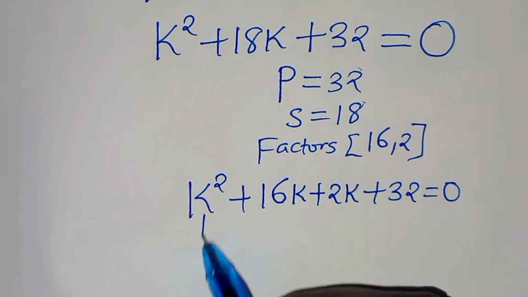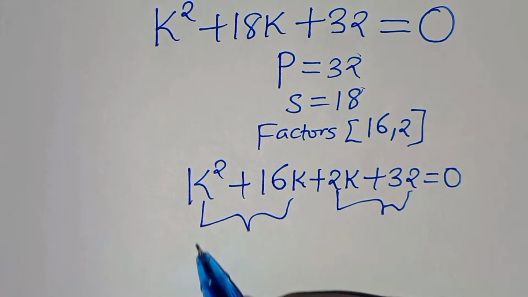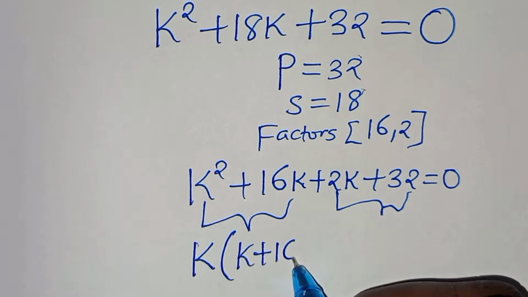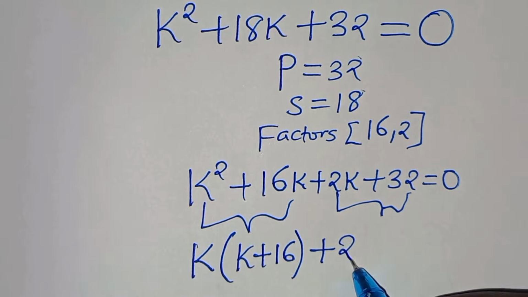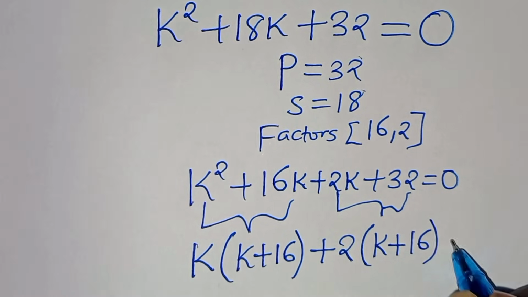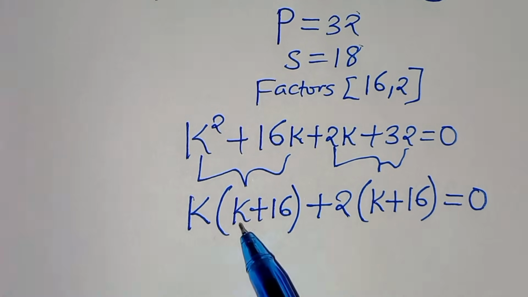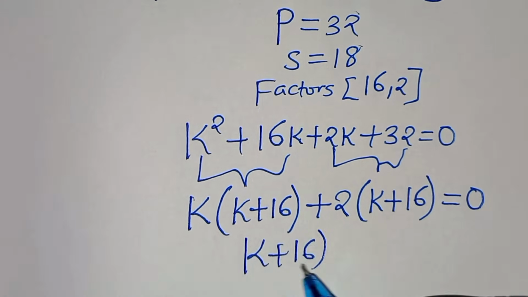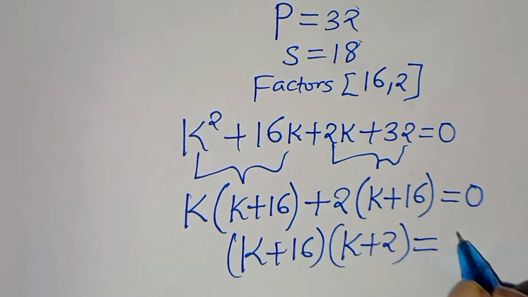Now we have got two parts here. From the first part, k is common. We can factor out k so that we have k times (k + 16). Then plus, in the second part, 2 is common. So we factor out 2 so that we have 2 times (k + 16), equal to 0. So we have that k plus 16 is common here. So we can factor out (k + 16), and then we have (k + 2), equal to 0.